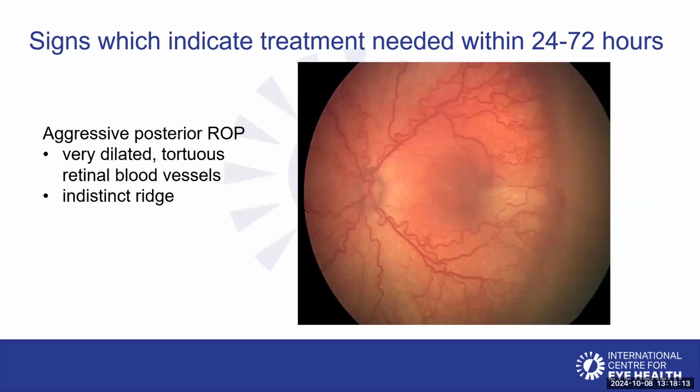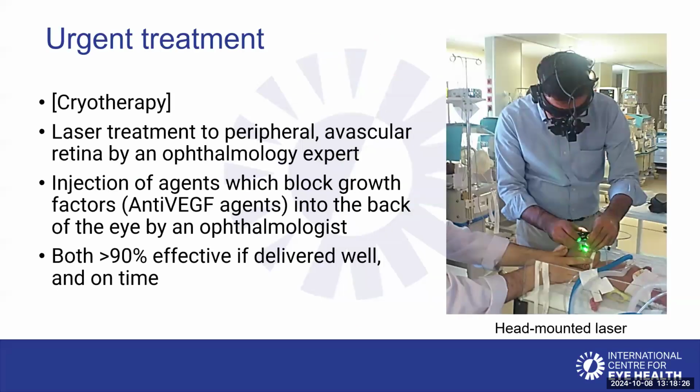I'm just showing this is another slide of the same thing. So markedly dilated tortuous blood vessels. And this is a subset of type 1 ROP, which progresses extremely rapidly. Next, please. Treatment needs to be urgent.